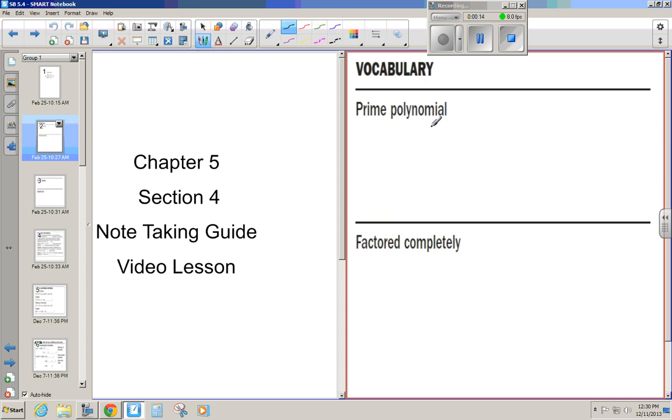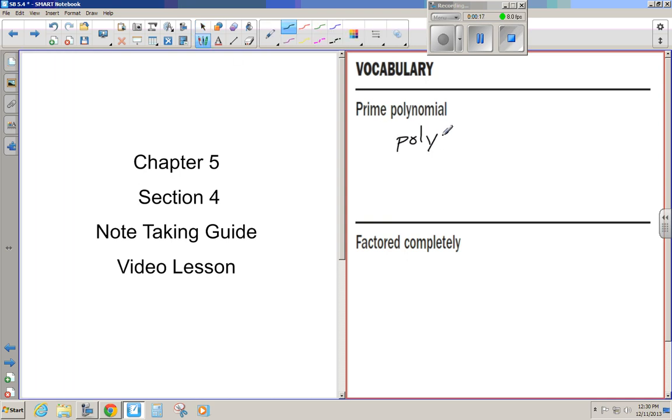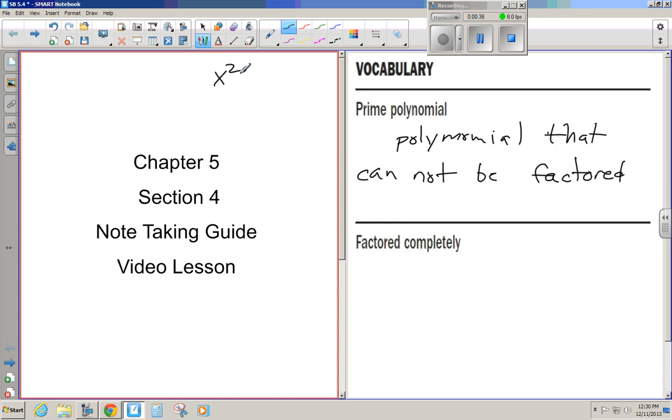So a prime polynomial is a polynomial that cannot be factored. Okay? So if you started with something like x squared minus 4, this is not a prime polynomial. A prime polynomial would be what it is after we have factored it. This is prime.